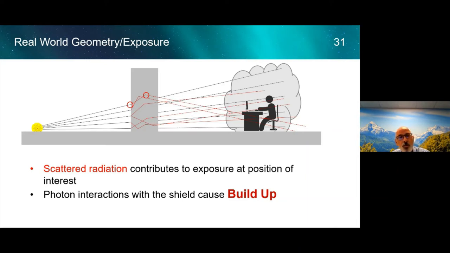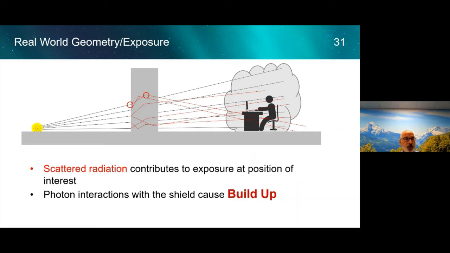So essentially, the process that has taken place within the shield has resulted in an increased exposure of the person at the desk. I've rather loosely called it scattered radiation. It may not be scattered, it may be re-emitted, but for the purpose of the description, we'll just treat it as scattered radiation. Essentially, the direction of the radiation has changed and it's been redirected to our point of interest, and that's going to cause an increase in exposure of the person.